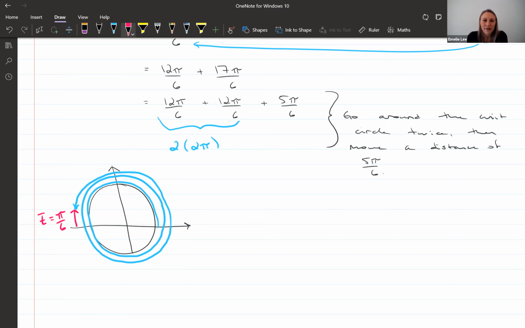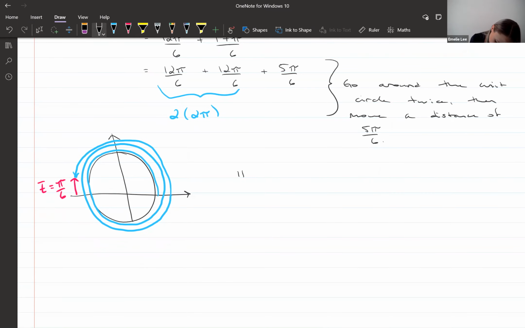So it doesn't actually matter how many times you loop around, right? You're going to end up at the same terminal point. And so we use that. We just pull out multiples of 2 pi, and then we see where we end up. Okay. So from here, t bar is pi over 6, and I'm just going to say what the point is for pi over 6. It's at root 3 over 2, 1/2.